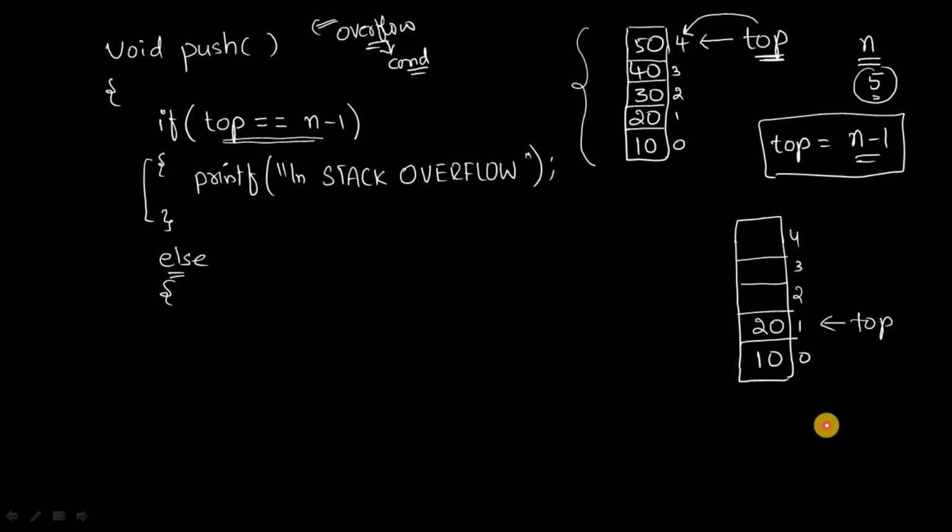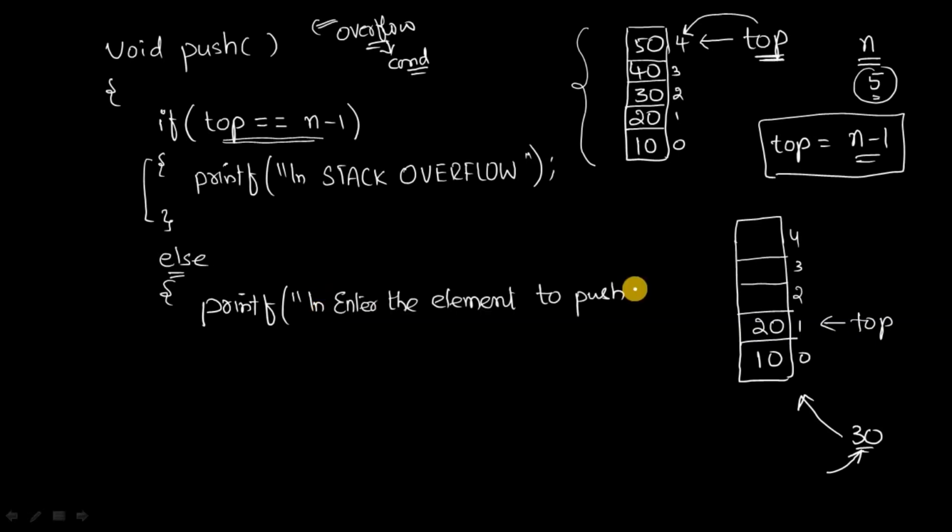Now take this situation. There are 2 elements in the stack. Now I want to add one element, that is 30, right? I want to add the element 30. So I have to read this element 30 from the user, right? So ask the user to enter the element. How can I ask? By using a printf statement. So printf, a new line, enter the element to push.